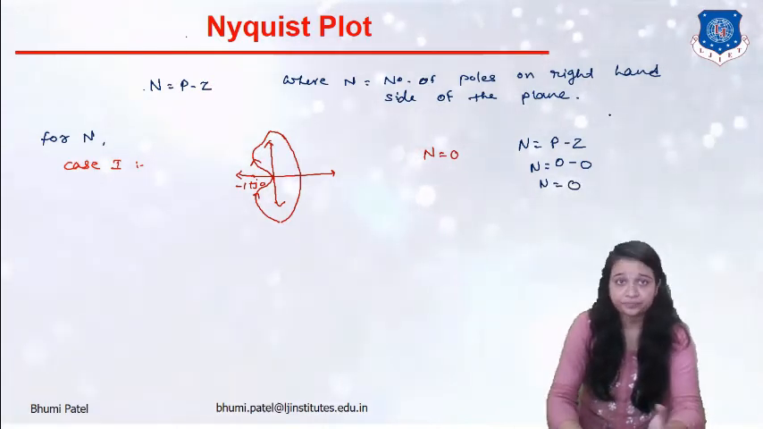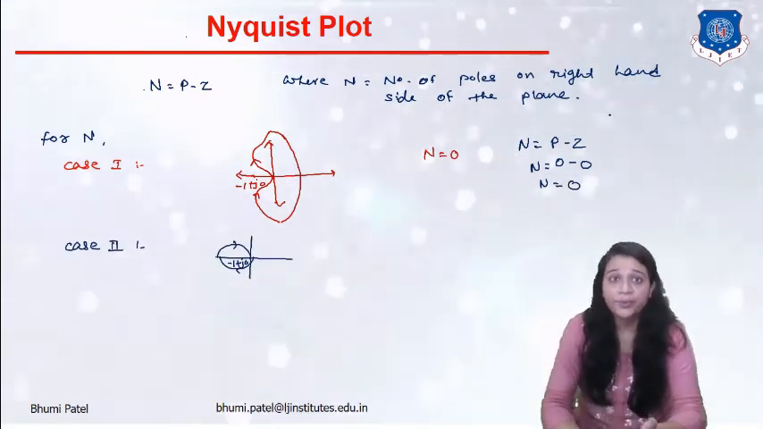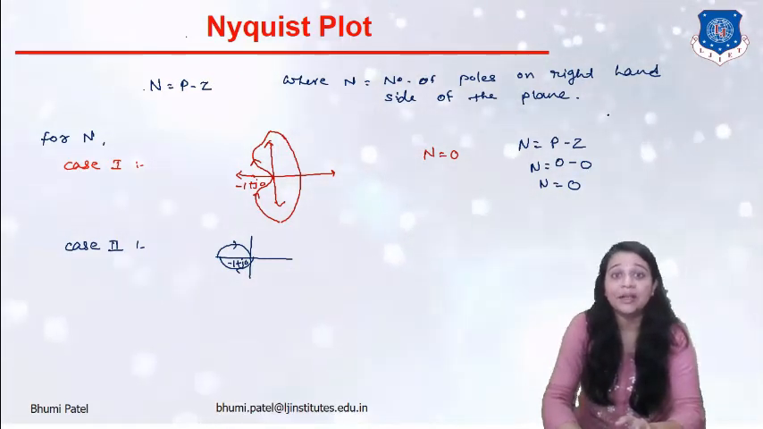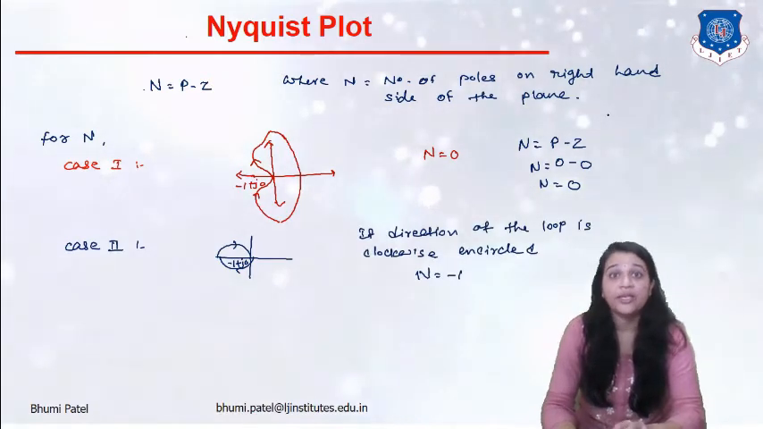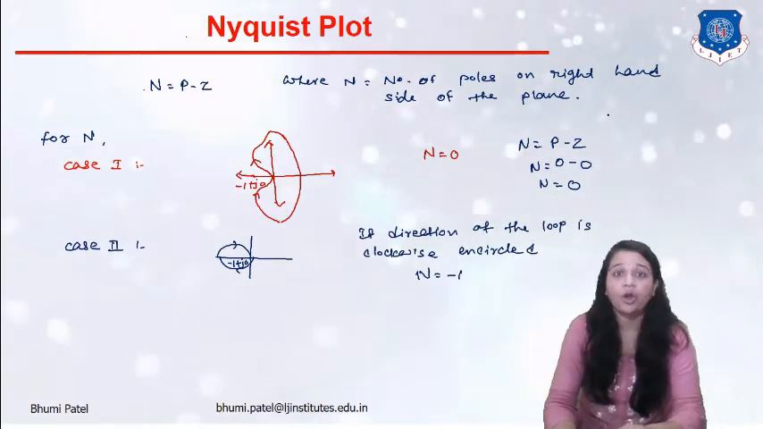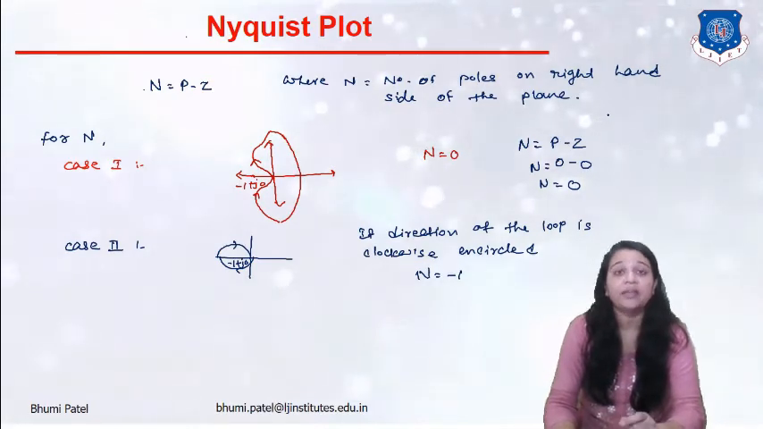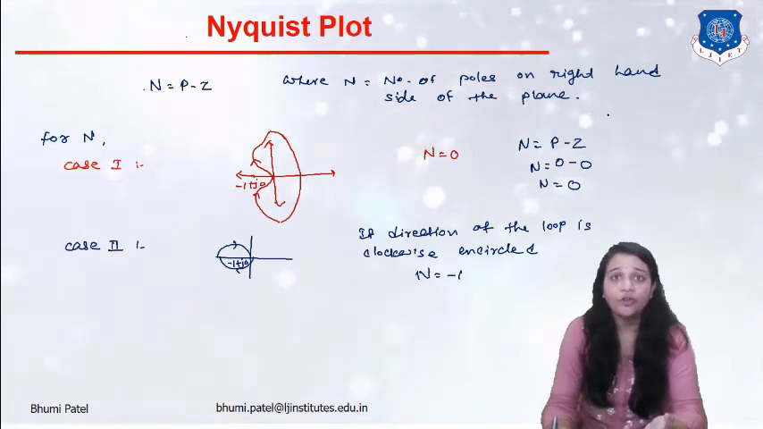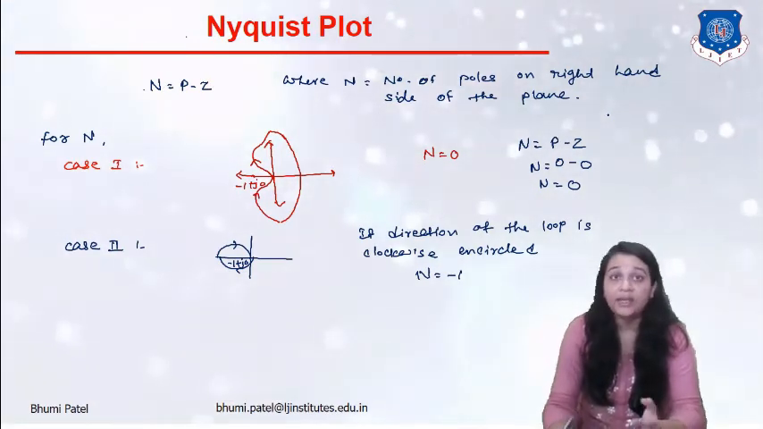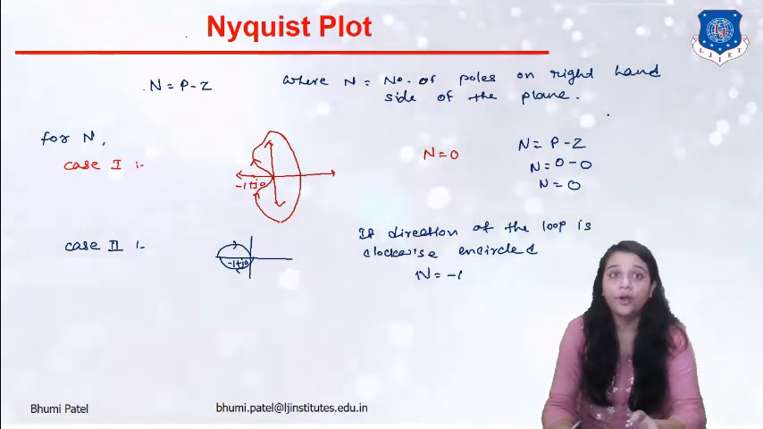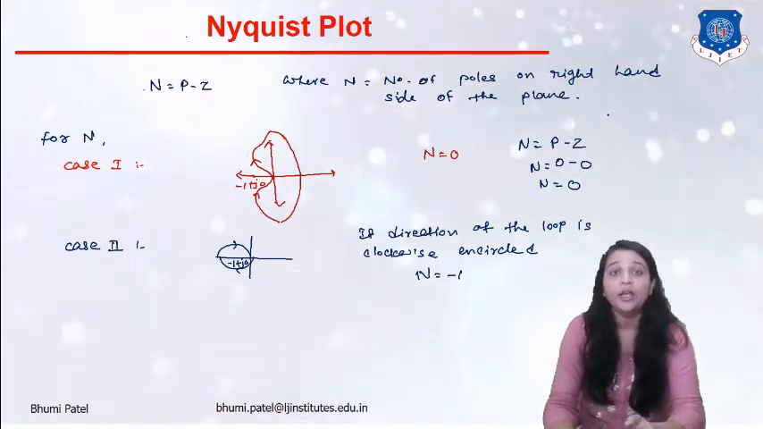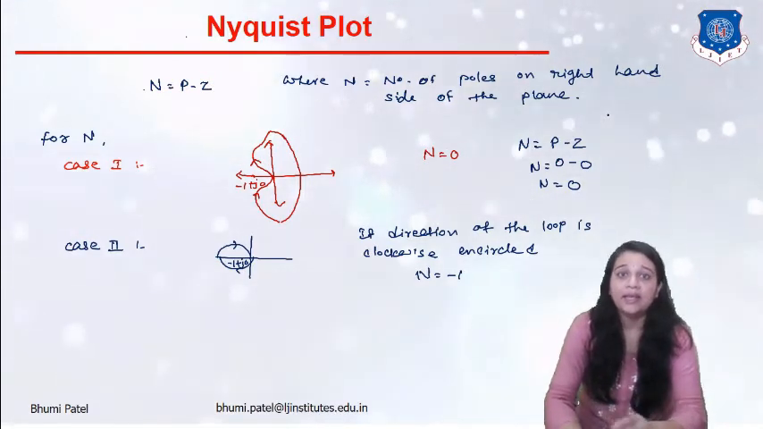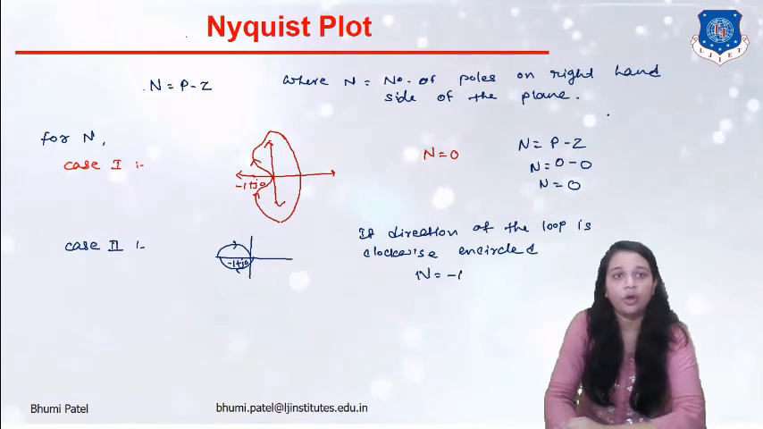That means this is my case number 1. Suppose case number 2, where n is equal to minus 1. If the direction of the loop is clockwise, that time we can get n is equal to minus 1. Now, in which condition can we get the value of n equal to minus 1? When the number of poles is less than the number of zeros located in the right hand side, that time the direction of the loop is clockwise.